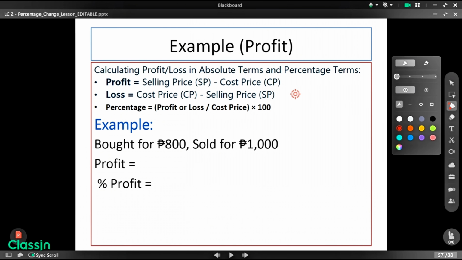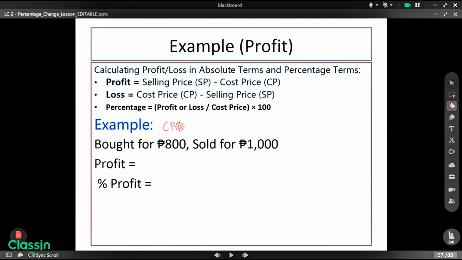Alright, time is up. So here, in the example, you bought, let's say, a shirt for 800 and then you sell it for 1000. So let's say the cost price is 800 and the selling price is 1000 pesos. Based on the given, we can say that you will gain because the selling price is greater than the cost price, so meaning you will have a profit.